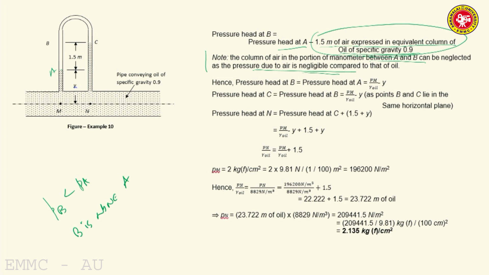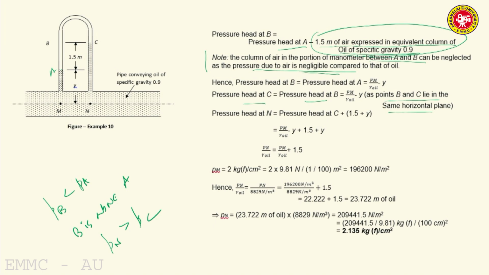Then we move to C, C in the right limb. Where is C? C is in the same horizontal plane as that of B, they are in the same elevation. Therefore, pressure head at C is nothing but pressure head at B, which is Pm by gamma oil minus Y, as both points B and C lie in the same horizontal plane. Then we come down to N. Pressure head at N, N is below C. So, Pn will be greater than Pc.